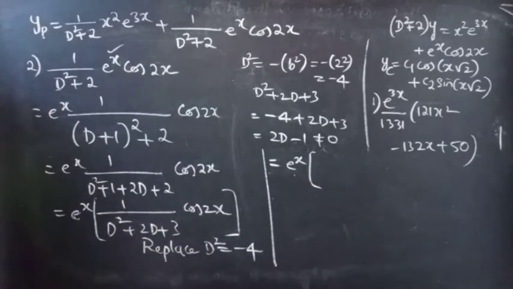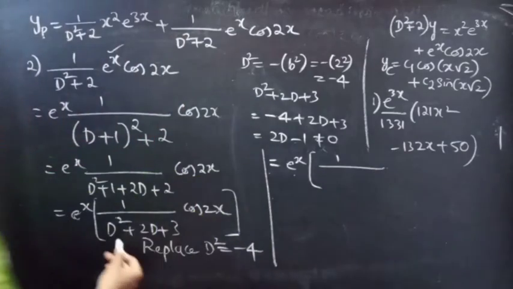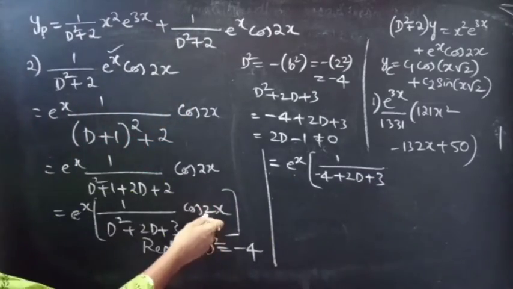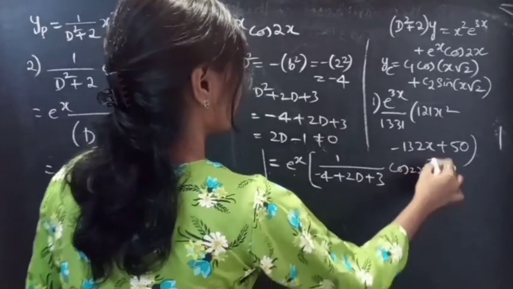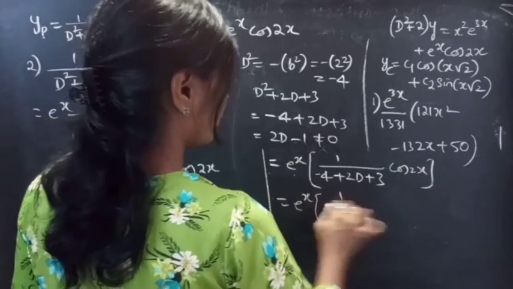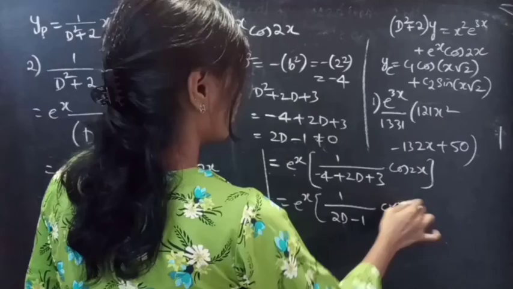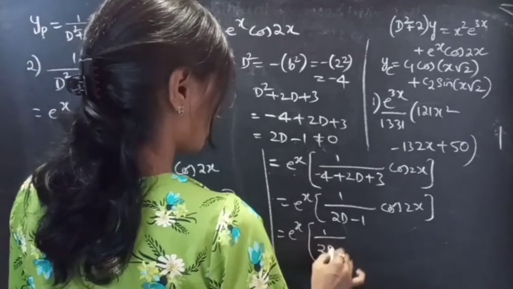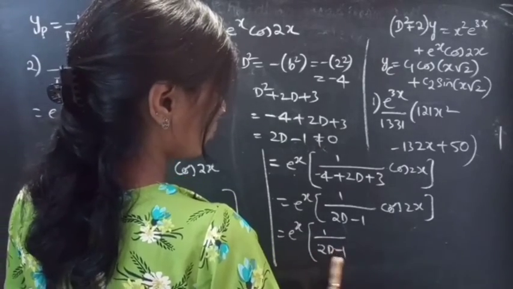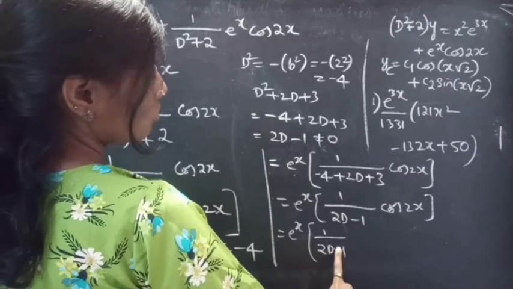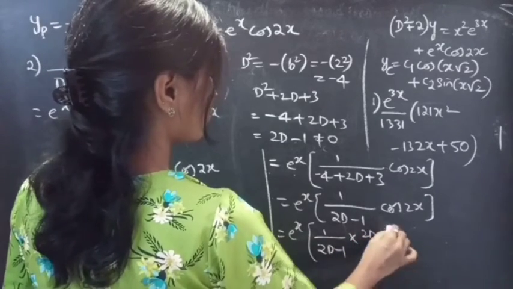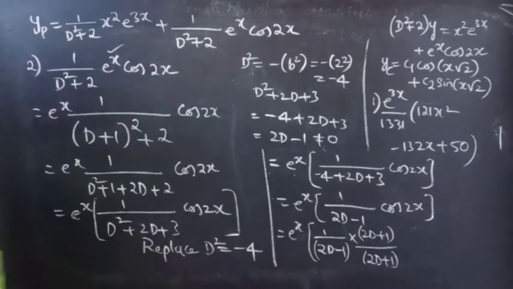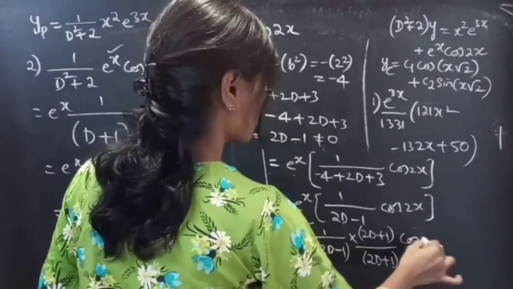Then we'll get e power x into 1 by, replace d square by minus 4, we'll get minus 4 plus 2d plus 3 into cos 2x, which is equals to e power x into 1 by 2d minus 1 into cos 2x. Here in the denominator we are having 2d minus 1, right? So if we replace this minus with plus, we'll get 2d plus 1. Now multiply and divide by 2d plus 1 to the fraction. Okay? Into cos 2x.